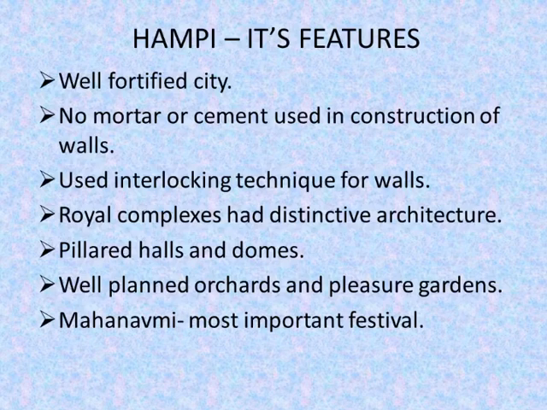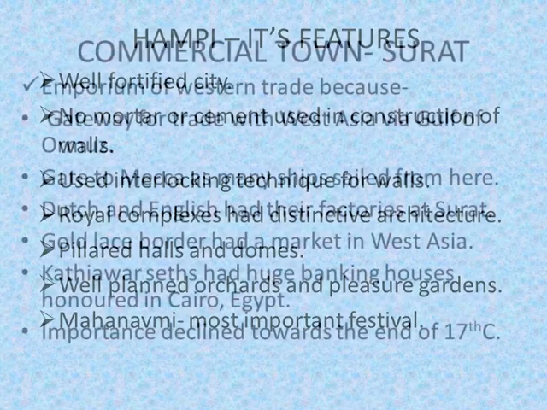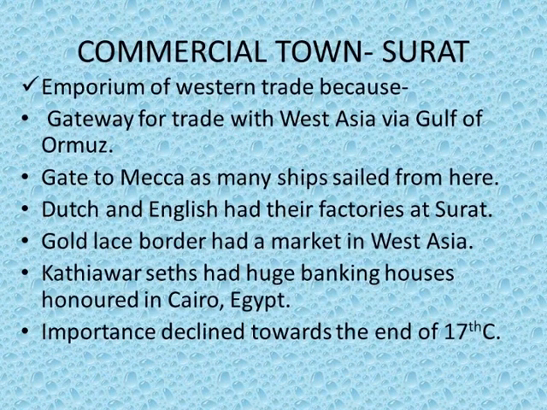Then from this temple town and craft center Hampi, we move to the commercial town or the trading center Surat. Now, Surat was termed as Emporium of Western Trade. There were multiple reasons why it was termed as Emporium of Western Trade. Number one, people traded with West Asia via Gulf of Hormuz. Second, all those who went to Mecca, the ships sailed from here.